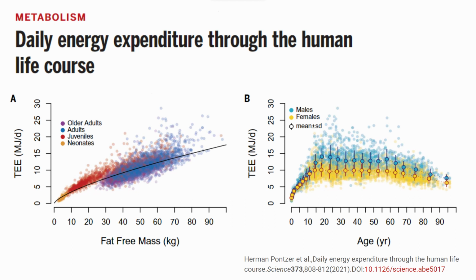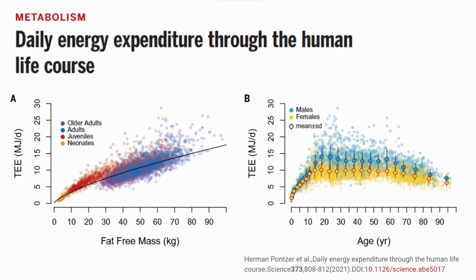What is shown here is that the first graph is talking about fat-free mass. Fat-free mass is basically the mass of the body after removing the fats. As you see an increase in fat-free mass on the x-axis, you also see an increase in the daily energy expenditure, the total energy expenditure, on the y-axis. And this seems true for various groups of humans. They did this study in different age groups. I think they started from neonates up to very, very old people, 80, 90-year-old people.